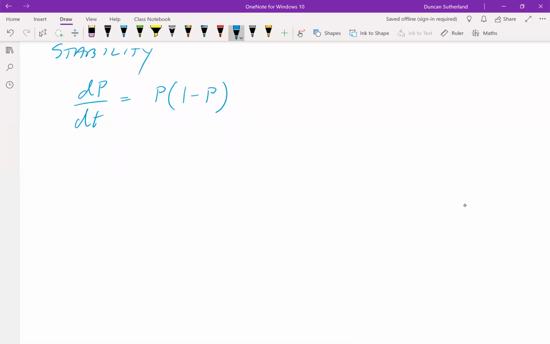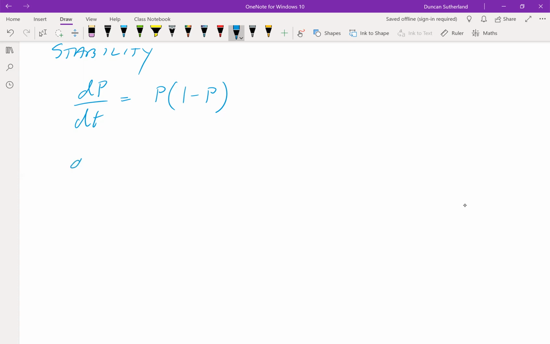All right, so as promised, we're going to discuss the stability of equations. Now, stability is where the solutions tend to in the long term. So you'd have a couple of points which have derivative 0.